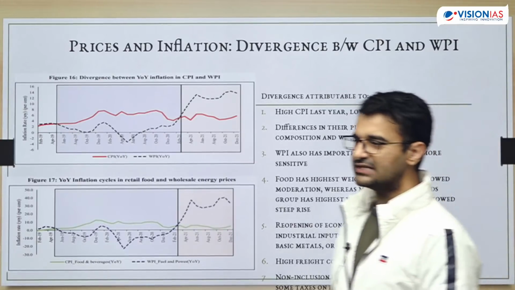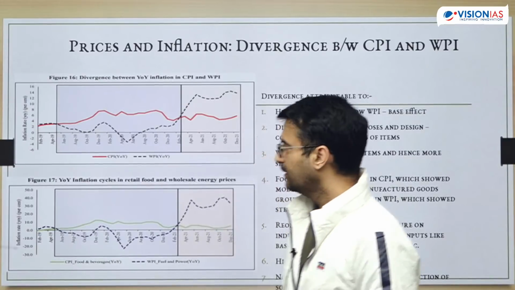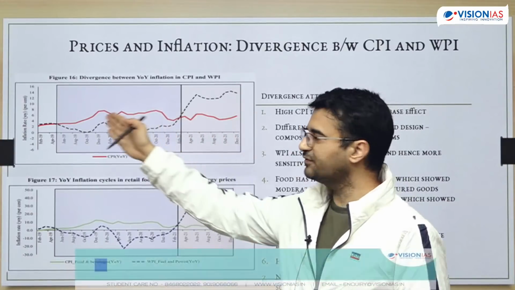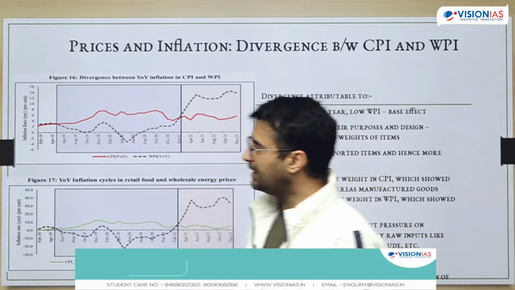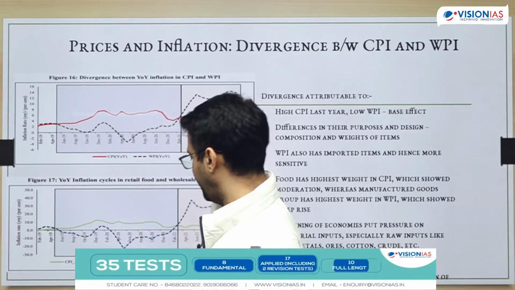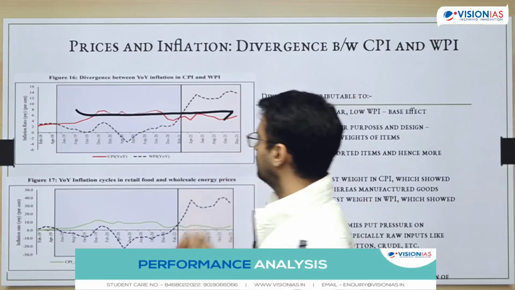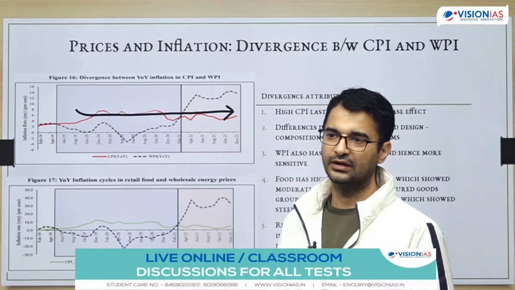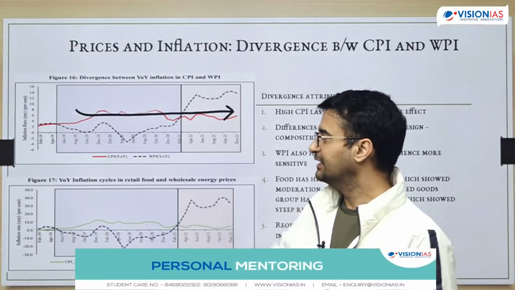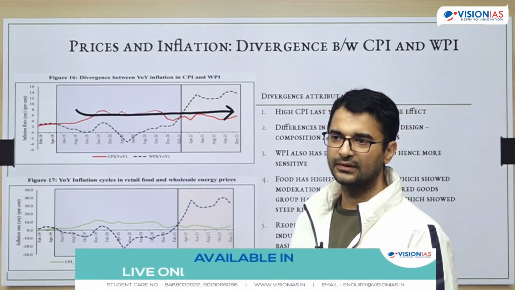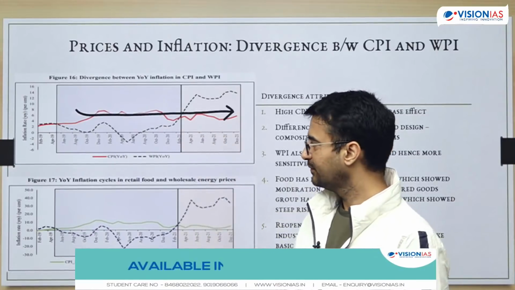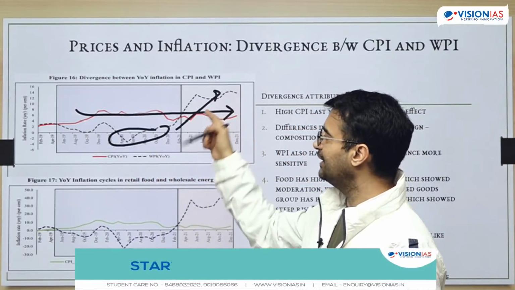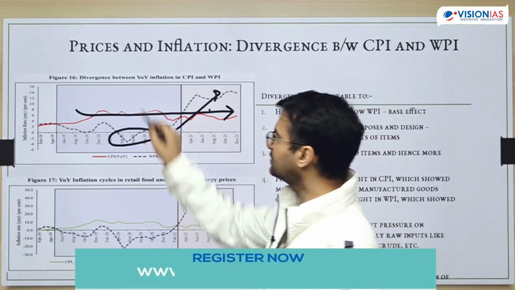There is a statistical reason as well, base effect. Last year CPI was in this range, and if you look at this graph of CPI, CPI has almost continuously been around this average level, somewhere around 5.5%, sometimes more than this, sometimes less than this. Whereas WPI last year was quite low. Therefore, this year when we look at WPI, it is growing at a low base. This is called base effect.